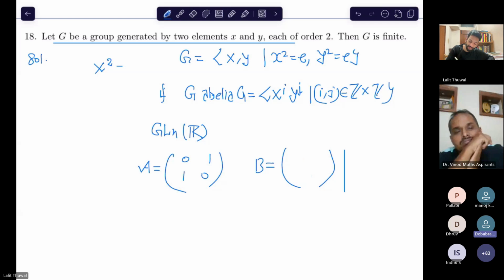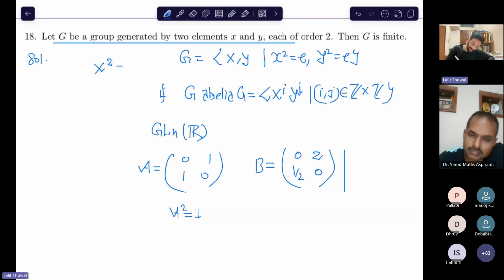0 to half 0. Yeah, very good. So both have order 2. You can check that. Okay. But what is the order of AB? Find the product AB. What do you see?